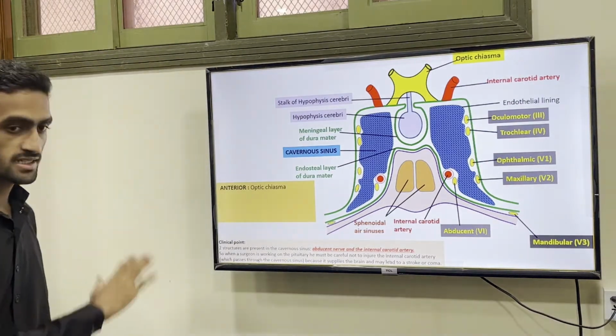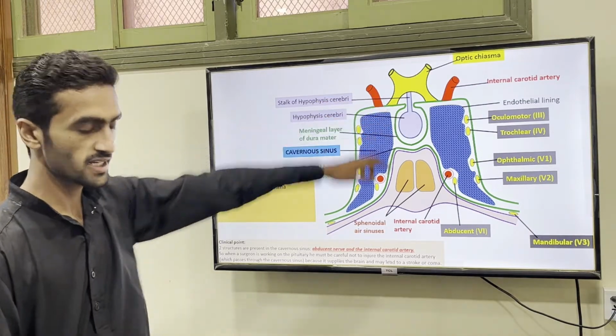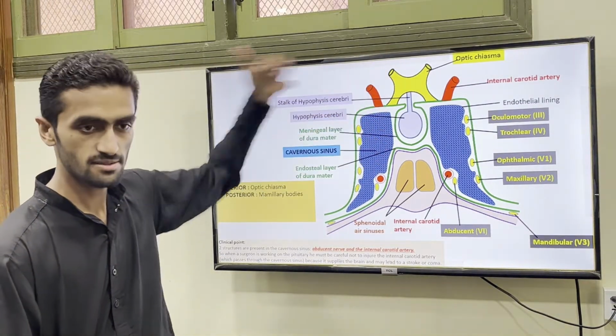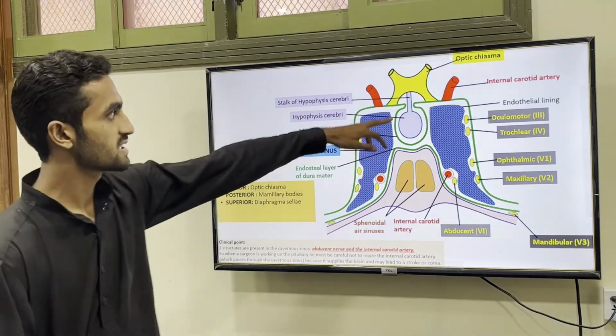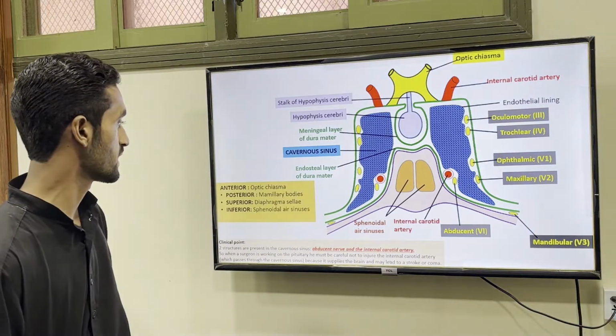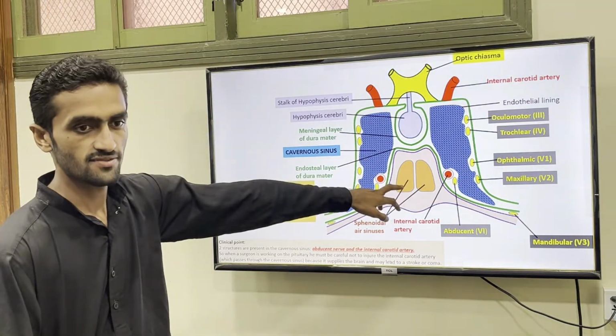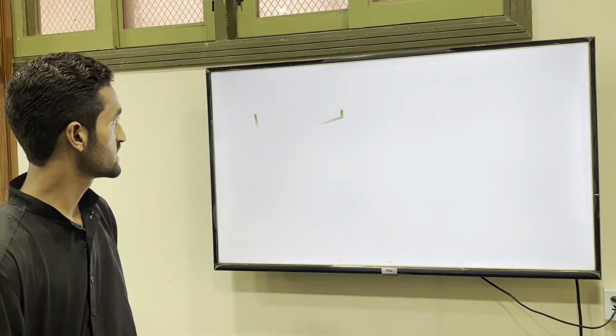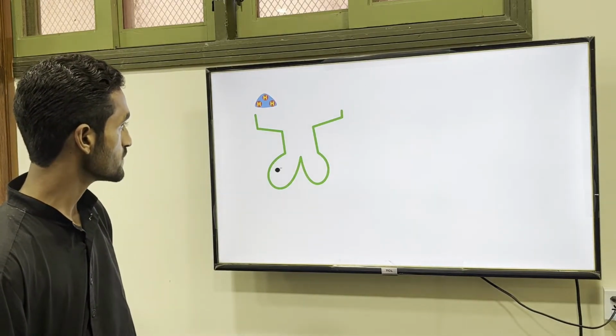The important thing is the relation. You can see anterior is the optic chiasm, and the posterior, which you cannot see in this picture, is the mammillary body, and the superior is the diaphragma sellae, a dural border, and inferiorly the sphenoid sinuses, and laterally the cavernous sinuses are present. So these are actually important things.